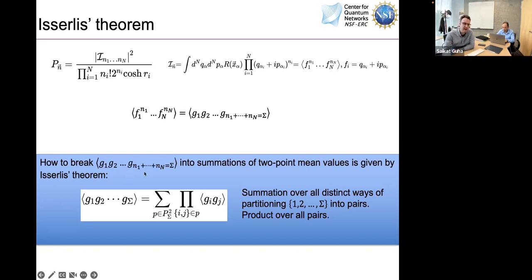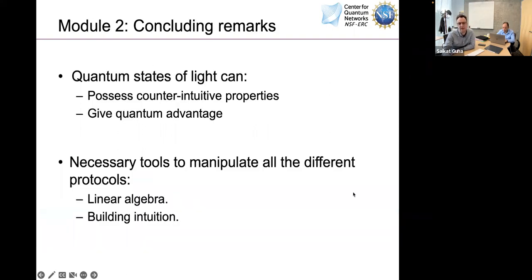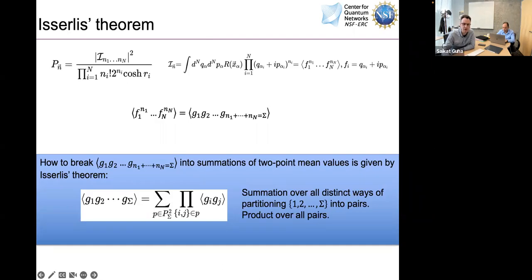And then you apply the actual Isserlis theorem, which tells you to create all possible 2-point mean values and sum the products, which you sum over all distinct ways of partitioning 1 up to S objects into pairs. And then you do the product over all possible pairs. Okay.